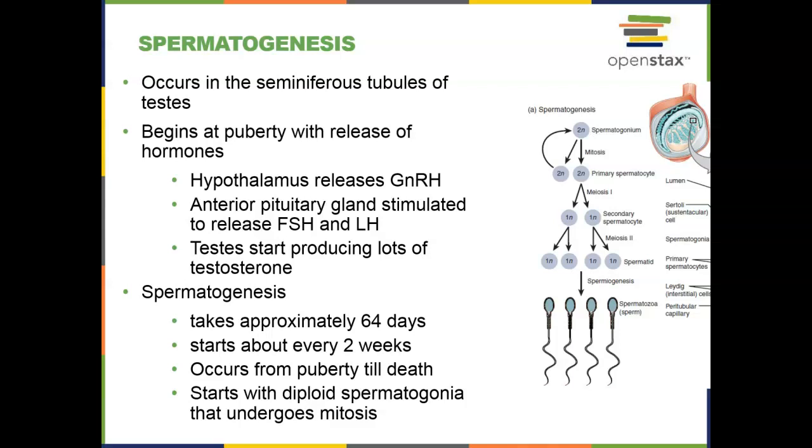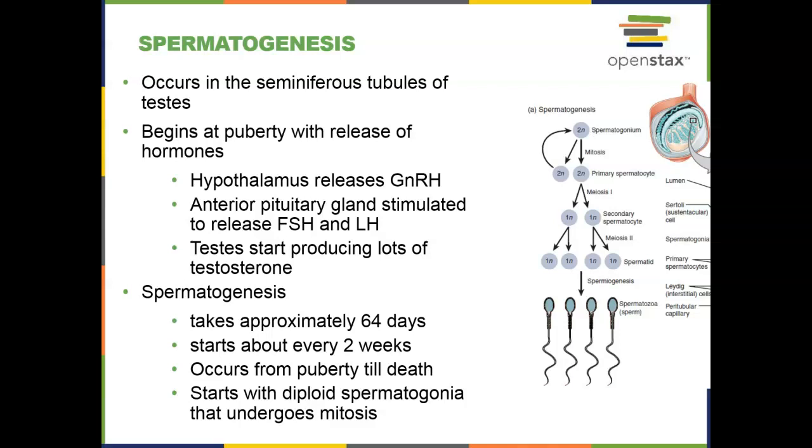Spermatogenesis begins at puberty when the hypothalamus releases lots of gonadotropin releasing hormone, which stimulates the anterior pituitary gland to secrete follicle stimulating hormone, which stimulates the spermatogonia, and luteinizing hormone, which stimulates the Leydig cells to produce testosterone. So the testes are going to start producing lots of testosterone, which is what is needed to stimulate spermatogenesis. And then, of course, follicle stimulating hormone also is needed to stimulate spermatogenesis.